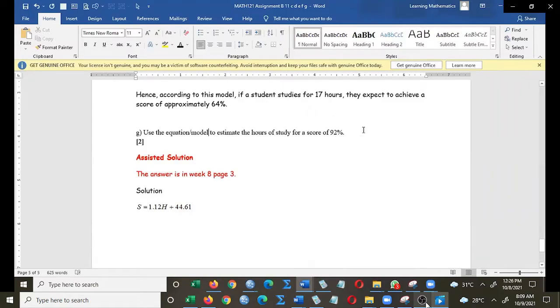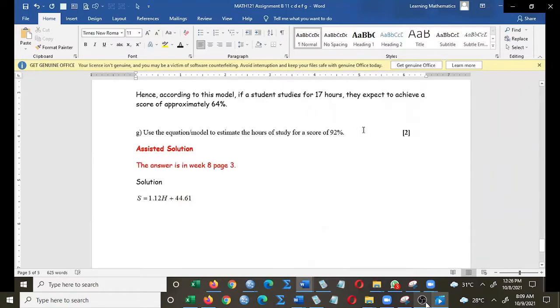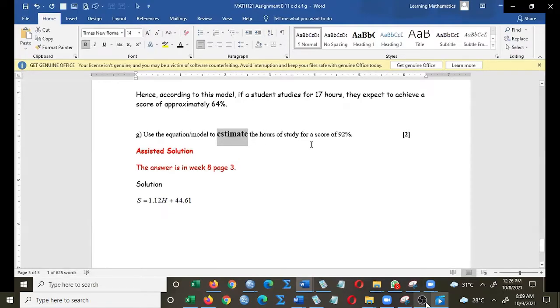Use the formula to estimate, again, it's an approximation, to estimate the hours of study for a score of 92%. So you're in that academic setting, and you want a 92%, and you're wondering, what must I do to get a 92% in terms of hours of study? How long must I study to get a 92%?